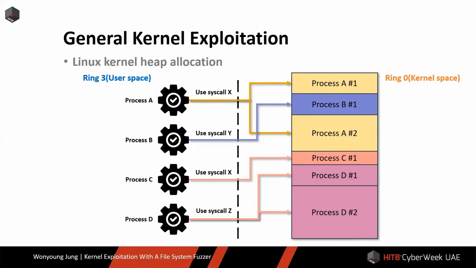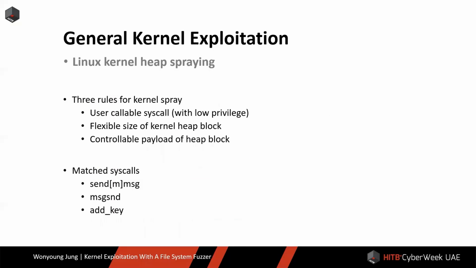Like this, 4 processes use specific syscalls X, Y, Z, and the syscalls allocate the same kernel heap memory. To summarize, there are 3 rules to spray the kernel heap. Firstly, the syscall must be user callable with low privilege. Secondly, the allocation size should be flexible. Lastly, the contents of the heap block must be controllable.